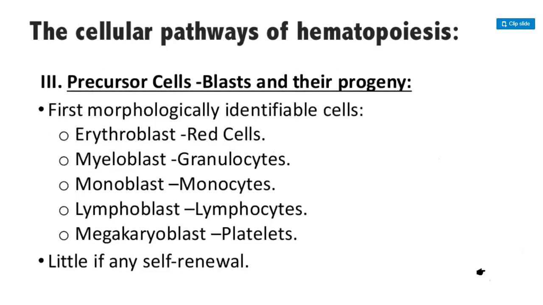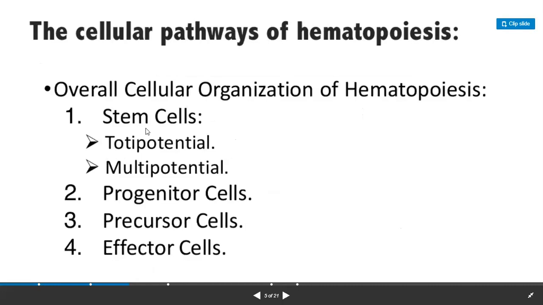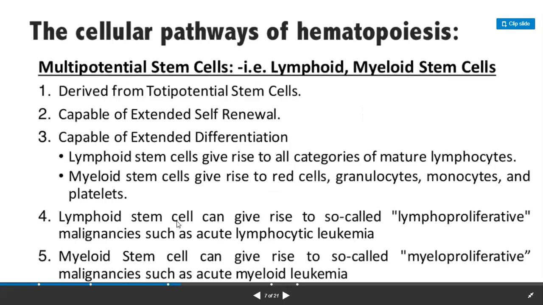So we said we have totipotent cells. They give rise to multipotent cells, and multipotent cells give rise to what? Progenitor cells, right? And then progenitor cells will now give rise to precursor cells. Let me take you back a little bit. So here we said stem cells, or the totipotent cells, give rise to multipotent cells. Multipotent cells give rise to progenitor cells, and these progenitor cells give rise to precursor cells. So let's look at what the precursor cells are like.